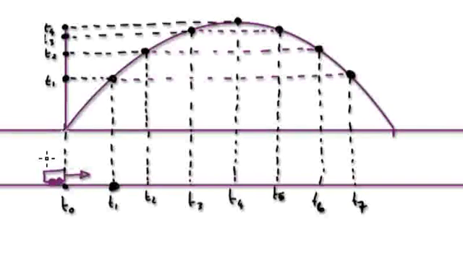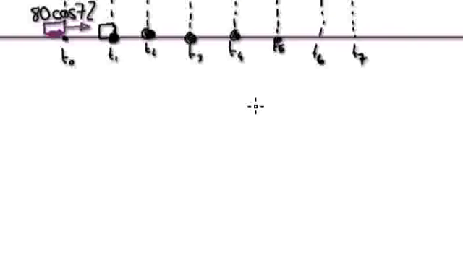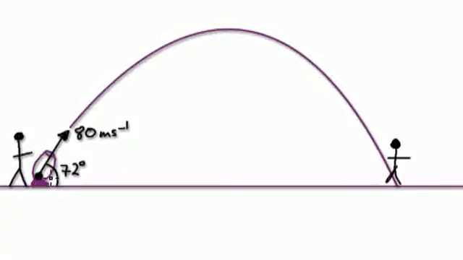So my point is that your dad is traveling at a constant speed of 80 cos 72. So your dad's car here matches up with this bit here. Your dad's car being here matches up with this here. This matches up with this, and so on. So if you want to know the range here, you break it up into a vertical component and a horizontal component.